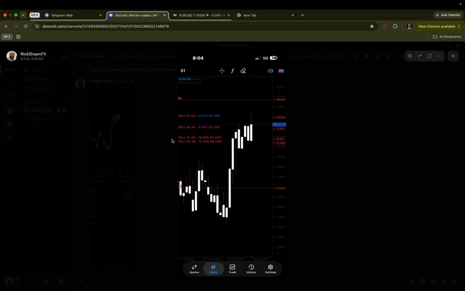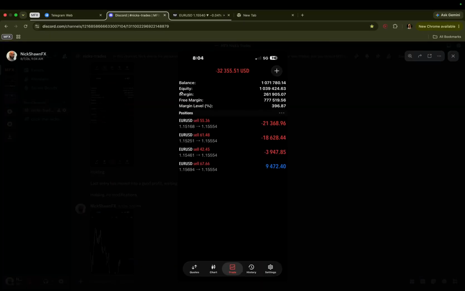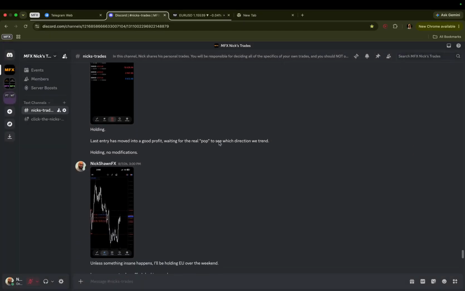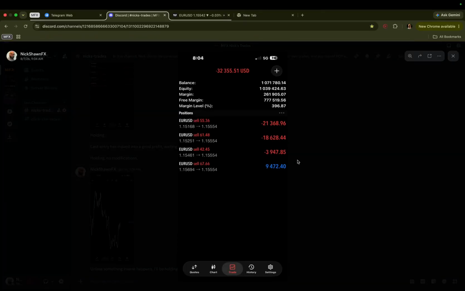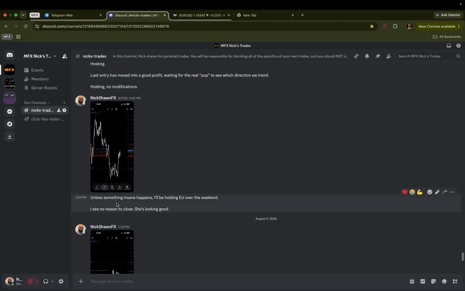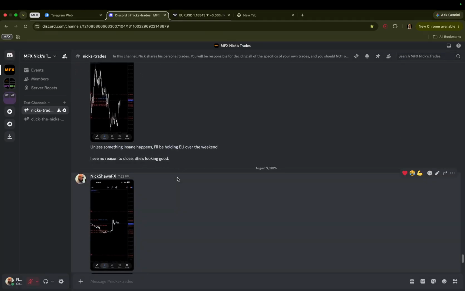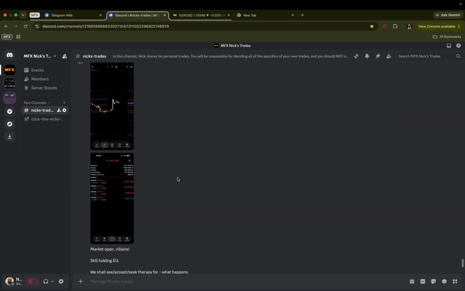So I posted it in here the next morning as it started to go into profit, or maybe this was later that day. It was in $32,000 of drawdown, down from 70K. And we had that last position in about a 10K profit. And then I put, unless something insane happens, I'll be holding Euro USD over the weekend. There's no reason to close. She's looking good. And then now we are today.